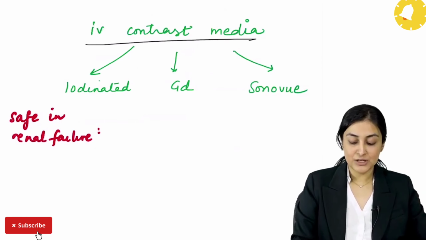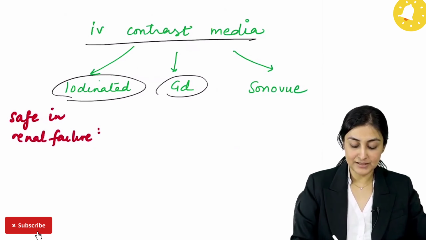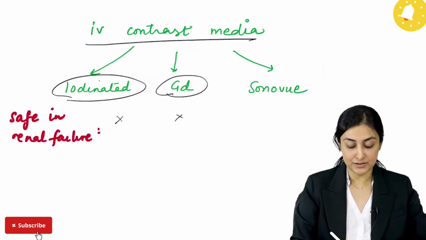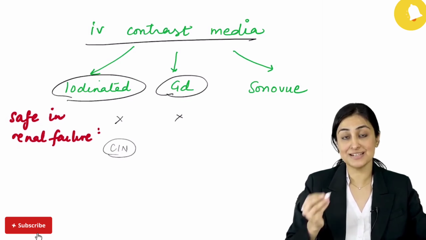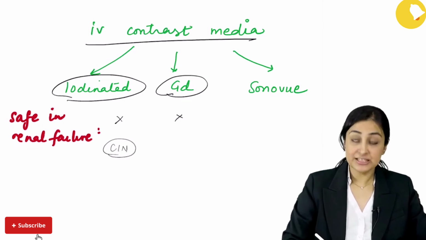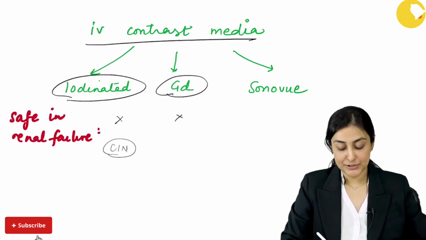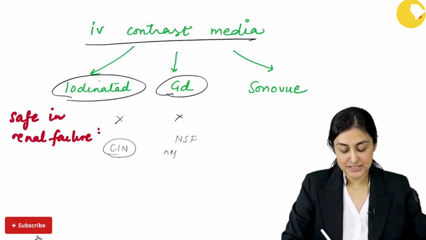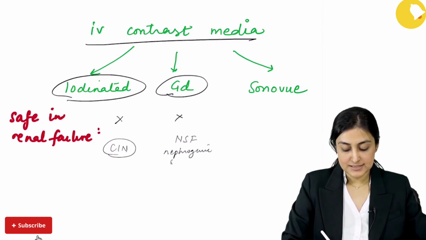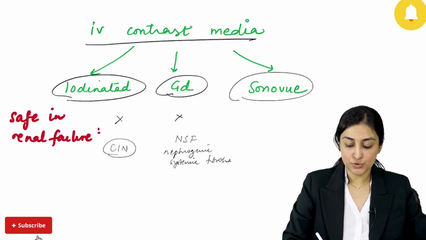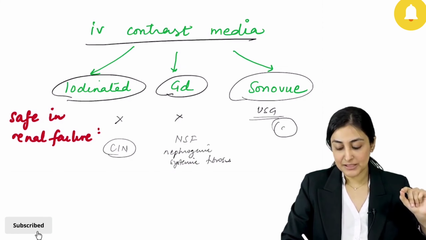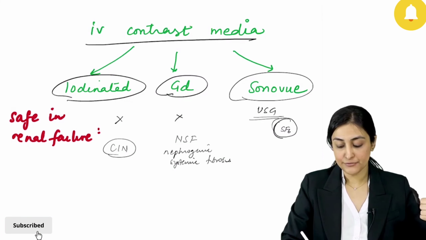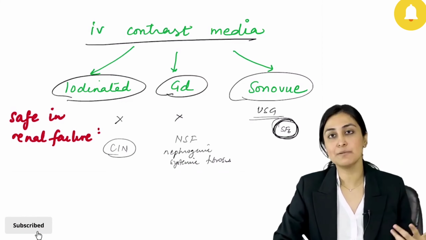Going ahead, so out of all the IV contrast media, remember iodinated and gadolinium are not safe in renal failure. Iodinated causes contrast-induced nephropathy if given in patients with renal failure or deranged renal parameters. Gadolinium when given in renal failure is even more harmful. It causes a phenomenon called NSF, which stands for nephrogenic systemic fibrosis. Alright, so it causes nephrogenic systemic fibrosis. But SonoVue, which is the ultrasound contrast media, consists of microbubbles. So this is actually made up of sulfur hexafluoride gas in a phospholipid shell. So these are these tiny air bubbles.